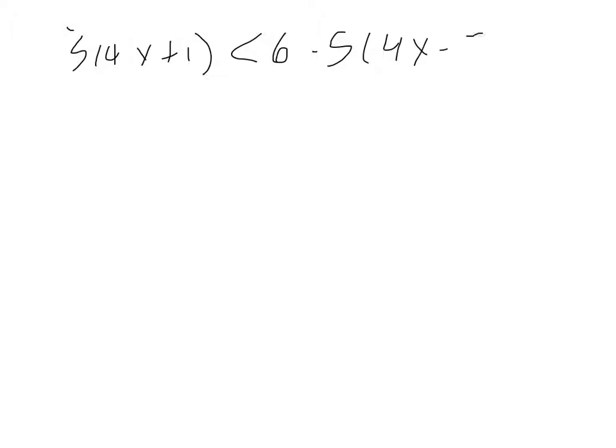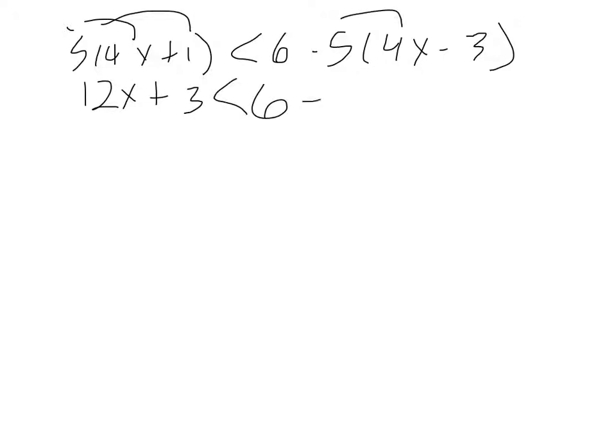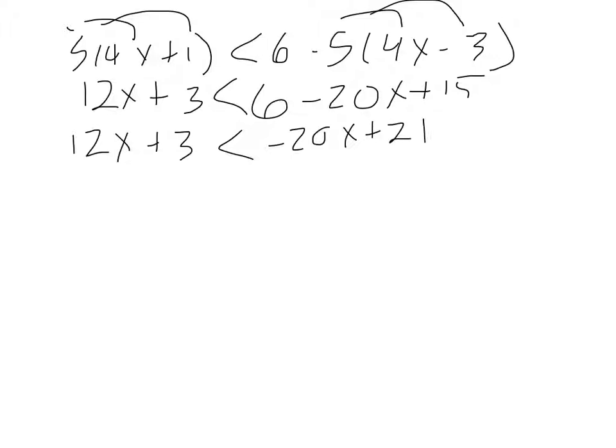We're going to pick it up at number 24 right now. So we have 3 times (4x plus 1) is less than 6 minus 5 times (4x minus 3). Here we need to distribute. 3 in here is going to give us 12x, and 3 in here gives us 3, is less than 6. Distribute the negative 5 in, negative 20x. Distribute the 5 in, plus 15. Combine like terms, so 12x plus 3 is less than negative 20x plus 21.